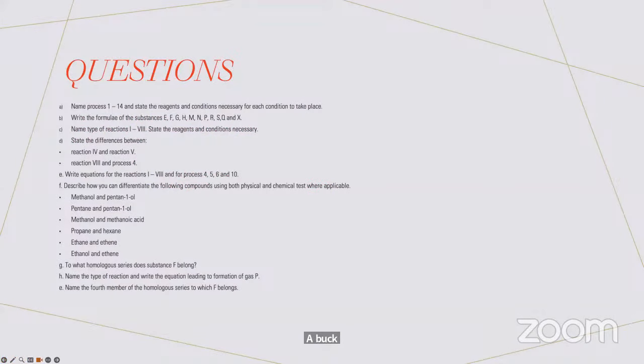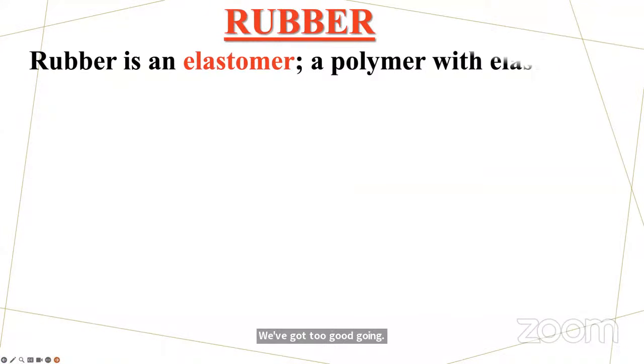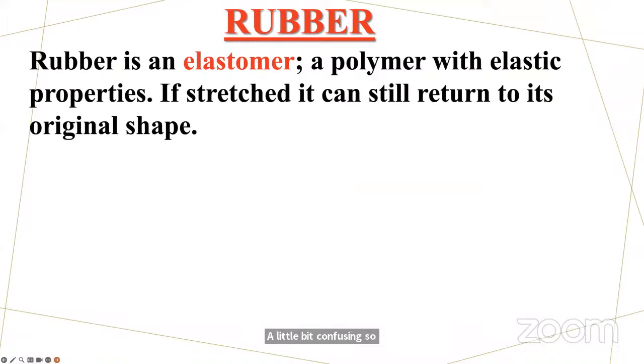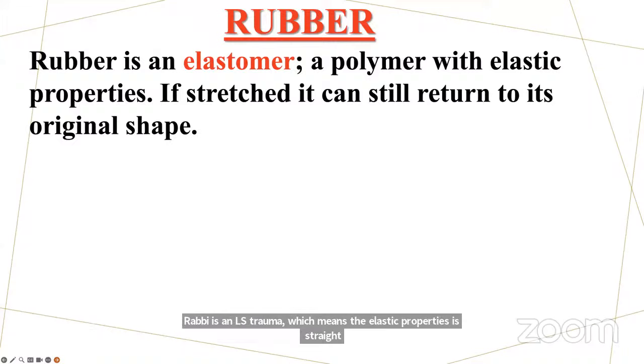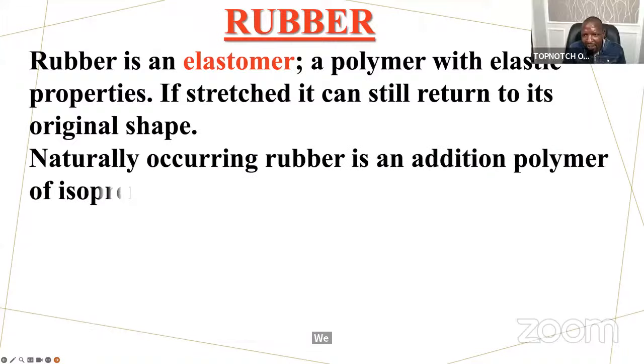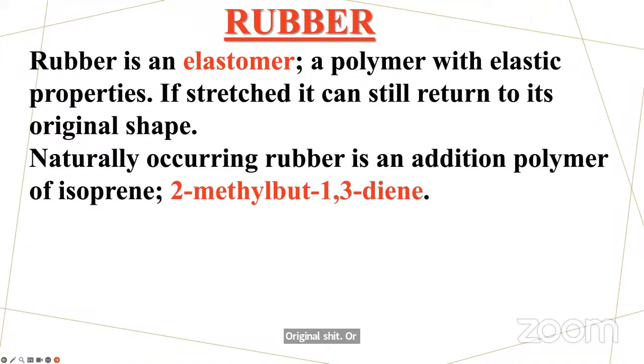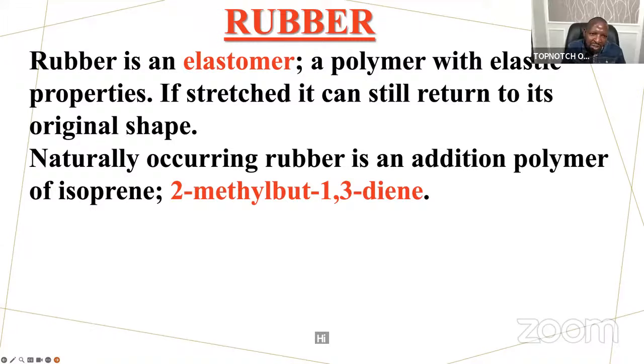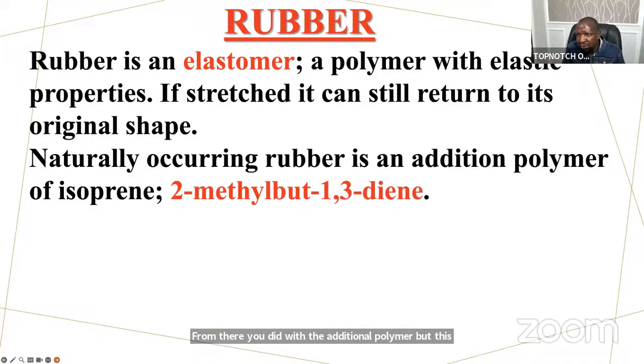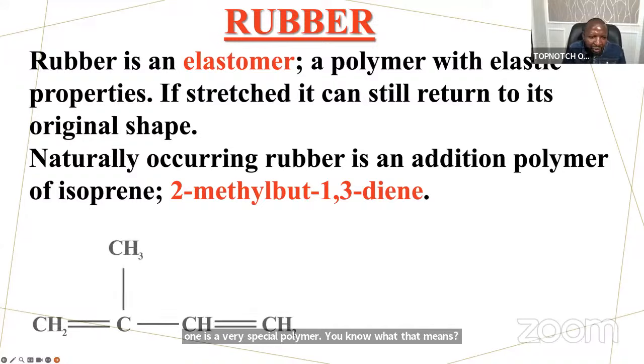I just want to handle those few issues that students find a little confusing. Rubber is an elastomer, which means its elastic properties let it return to its original shape after being stretched. Natural rubber is an addition polymer of isoprene, which is the monomer. In Form Three, you dealt with addition polymers, but this one is a very special polymer. It's a diene. You know what a diene means? It has two double bonds. That is how you need to name it.